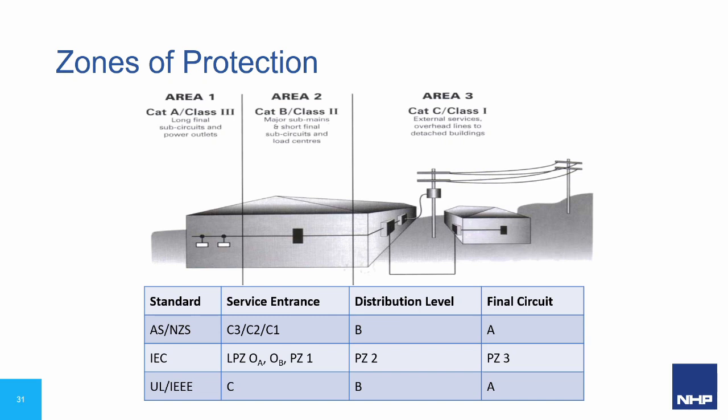The distribution level refers to any distribution board or submains located downstream of a main switchboard. The devices here can still handle reasonably large surge currents. However, they have a lower residual voltage, making them suitable for protecting electrical appliances. But note that sensitive electronics may still pose a problem. And this leads to the final circuit, which is any final subcircuit or sensitive piece of equipment. The devices here are typically series connected and installed on an individual circuit basis.